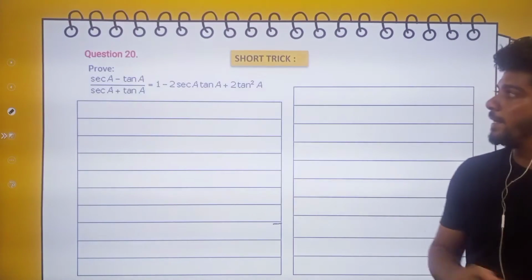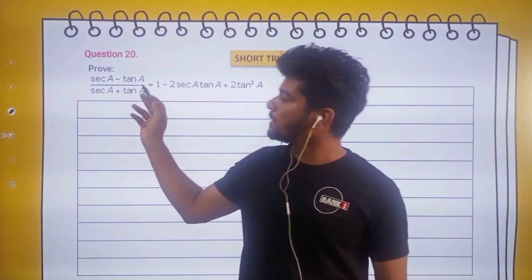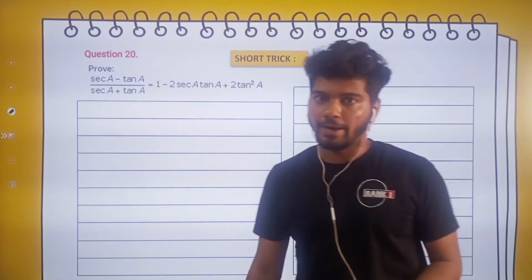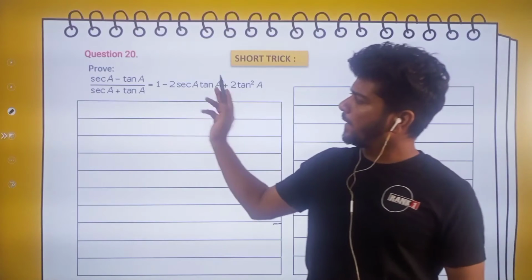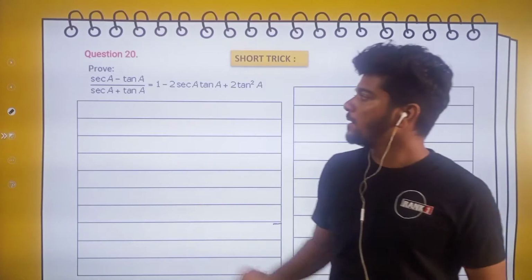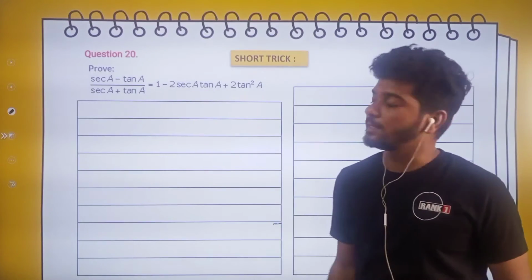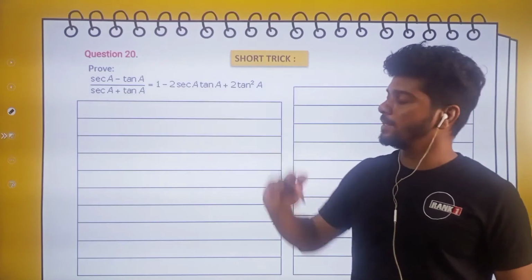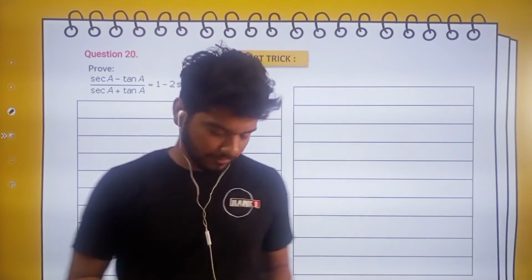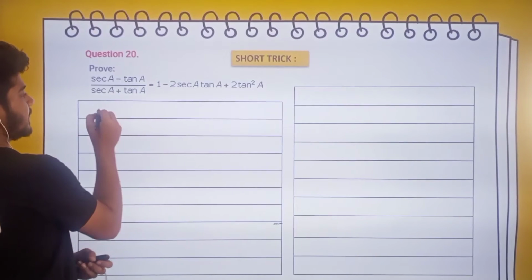Now question number 20. Question number 20 is what? Sec a minus tan a upon sec a plus tan a. Now either you can take LHS or you can take RHS. It is always advisable to take LHS. We can simplify this and you can easily get this. Now see how we proceed with the sum.